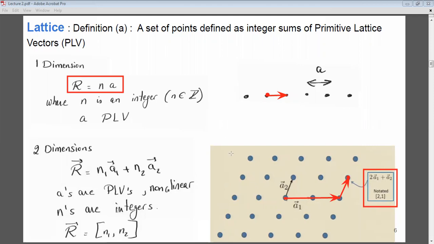Again, if I want to come to this point over here, how do we go there? We go minus 2A1 plus 2A2. Any point in the lattice can be reached as an integer times the first primitive lattice vector plus an integer times the second primitive lattice vector.